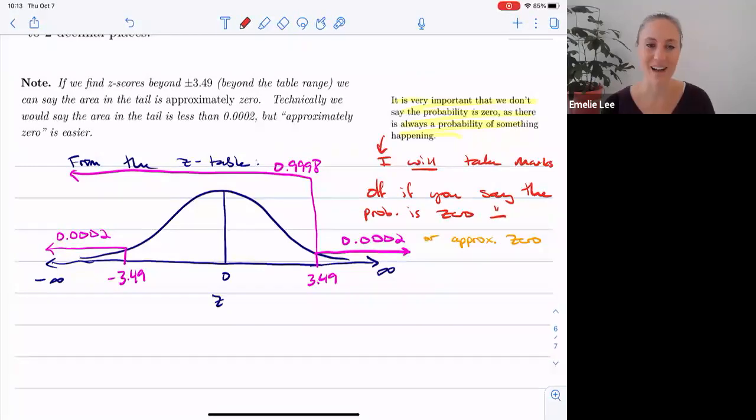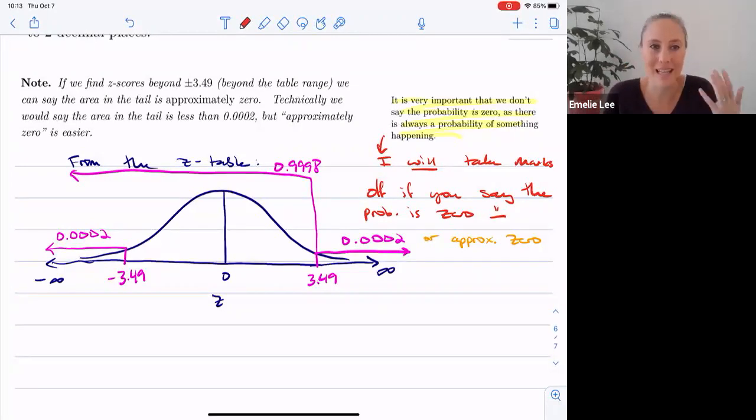Uh-oh. The probability of winning the lottery is not 0. It's 0 if you don't buy anything. That's fine, but we assume that you're playing. Yeah, so that area gets very, very, very small, and we don't care how small it is after that point.